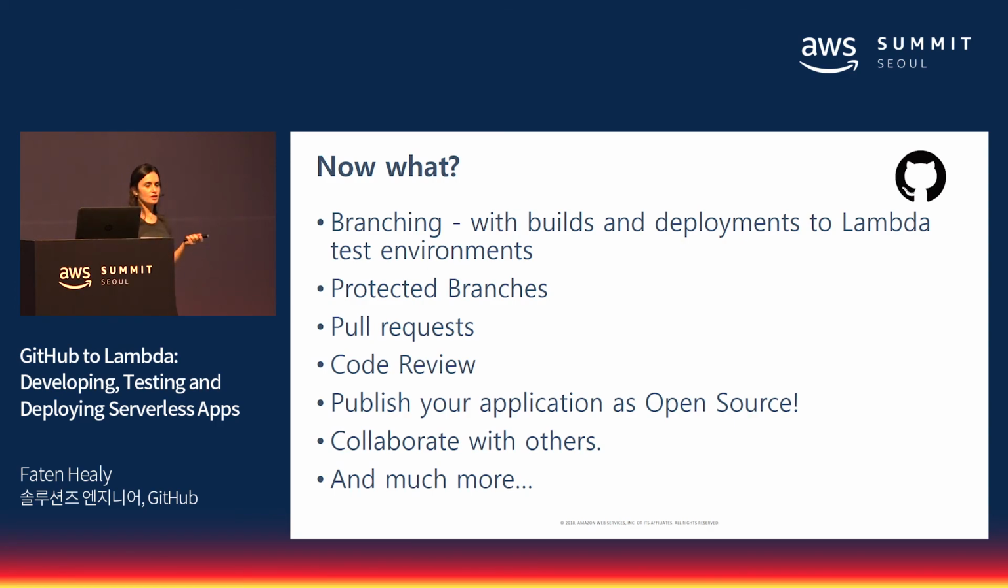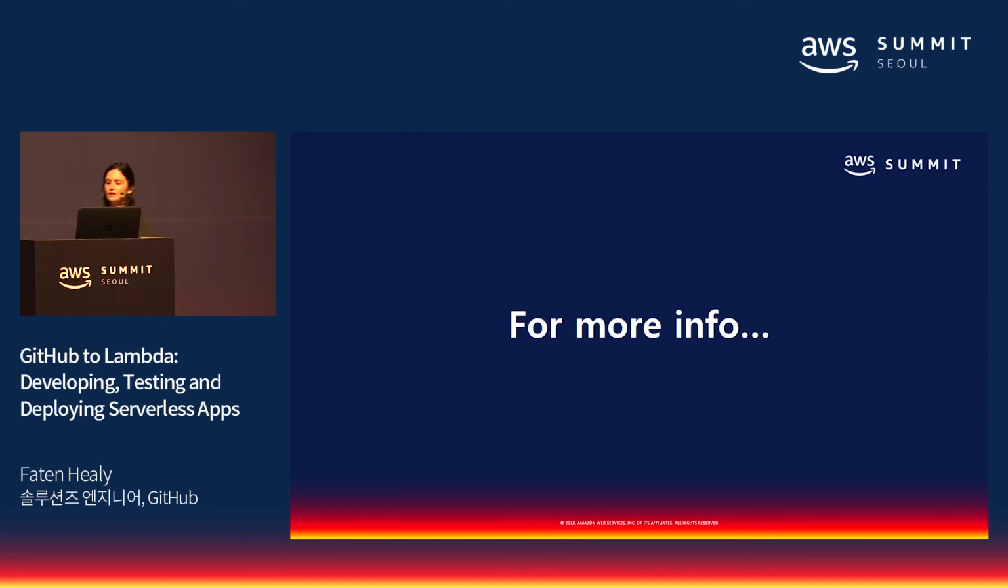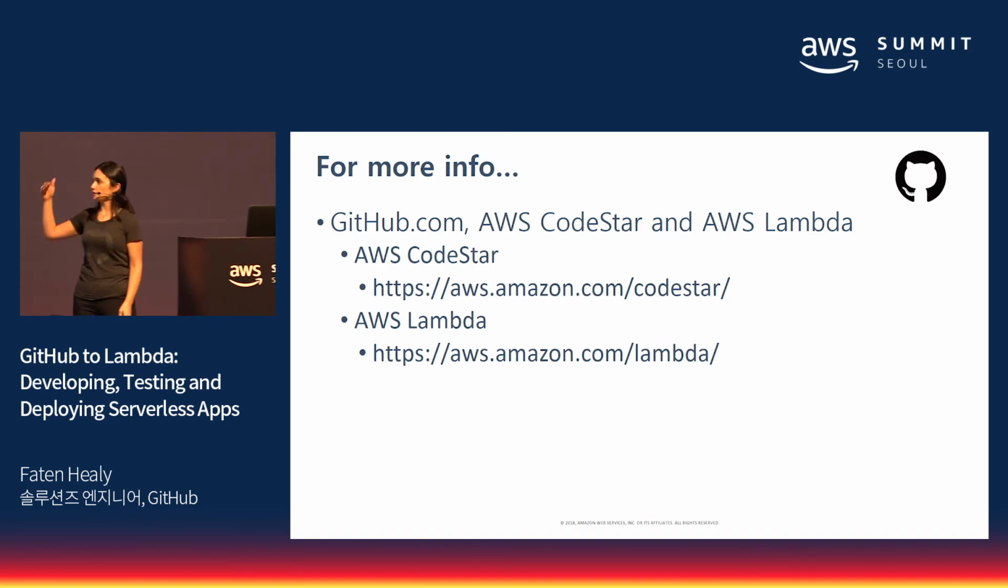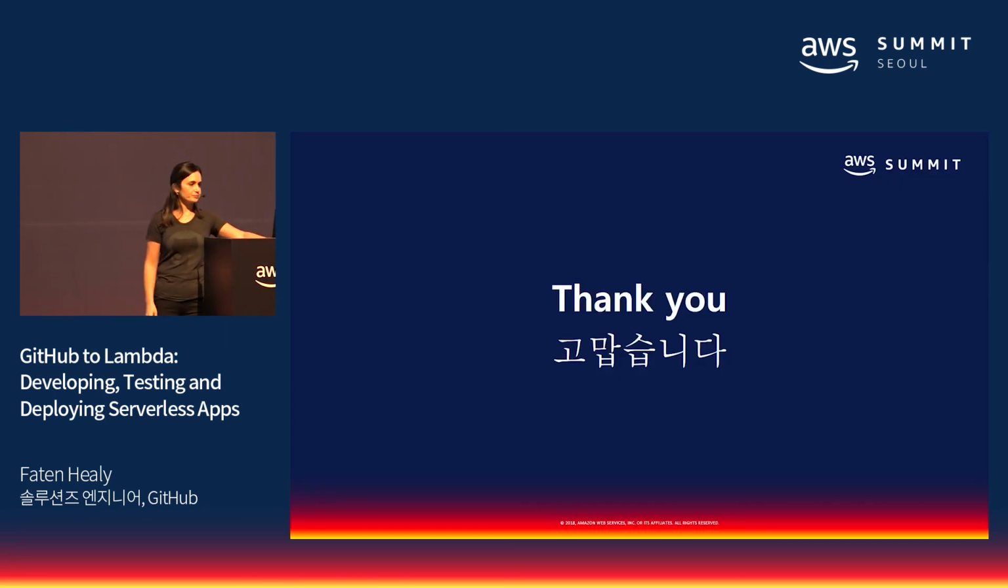Lots of features that I really encourage you to go to the GitHub website and check, as well as our latest release, 2.13.1, that got released by the end of March. So for more information, these are the links that I would like to share with you. The first one is github.com, as well as links if you want to learn more about AWS CodeStar and AWS Lambda.